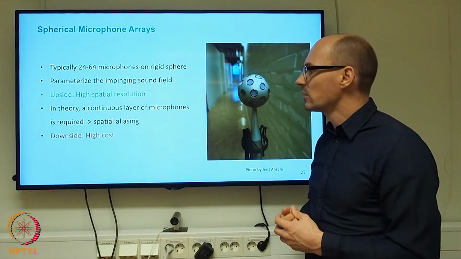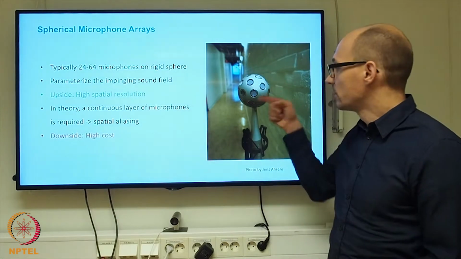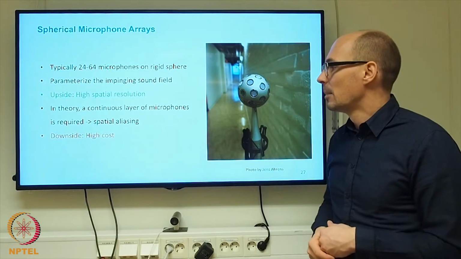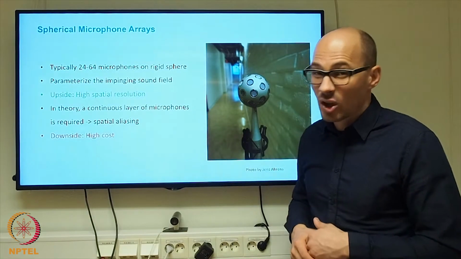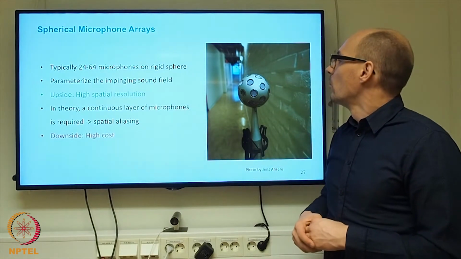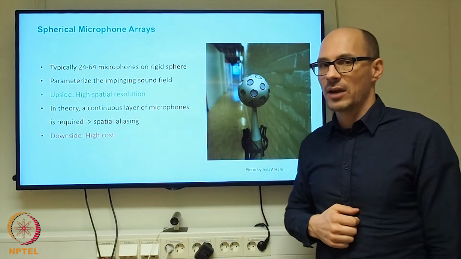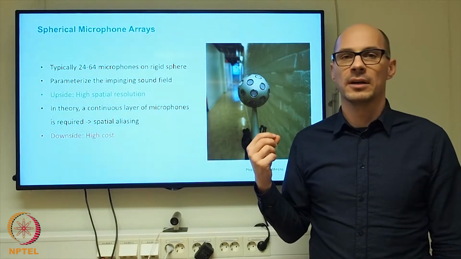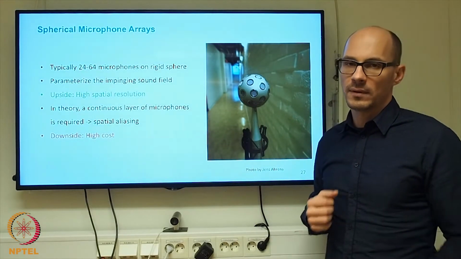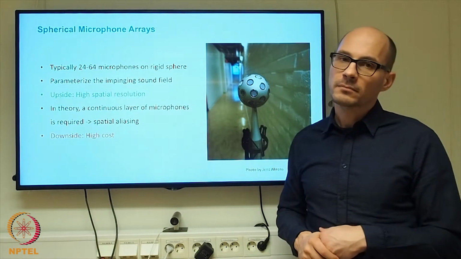Unfortunately, as with loudspeaker arrays, the theory requires a continuous layer of microphones on the surface of that sphere, meaning again an infinite amount of infinitesimal microphones. Since this is not the case in practice, because we have simply no way of implementing this, we also have spatial aliasing apparent in the sound field that is captured by the microphone array. That is fairly similar to the spatial aliasing that we've seen with loudspeaker array based sound field synthesis. It just happens on the capture side.